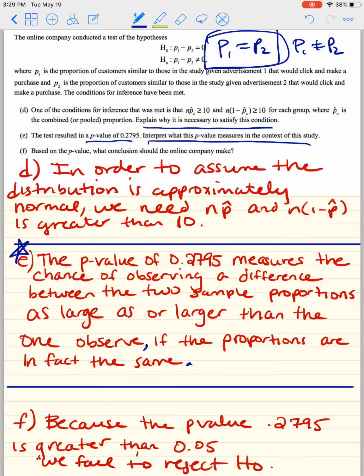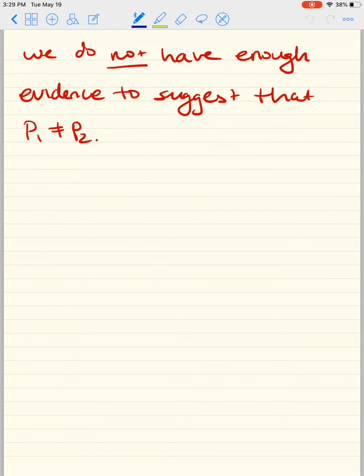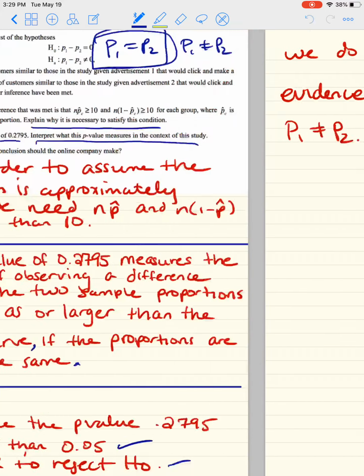Well, because the p-value is greater than alpha equals 0.05, we fail to reject H0. We do not have evidence to suggest that there is a difference between the two advertisements. Okay, so that's this problem.